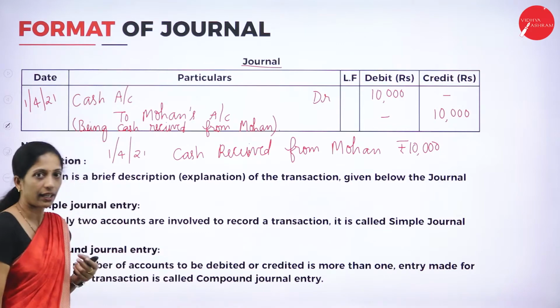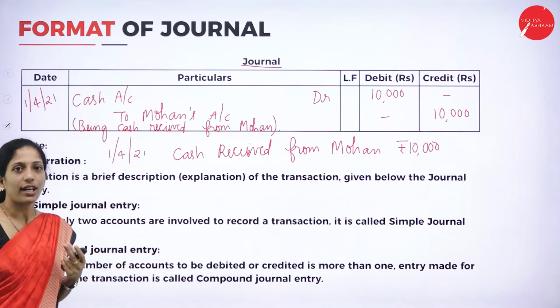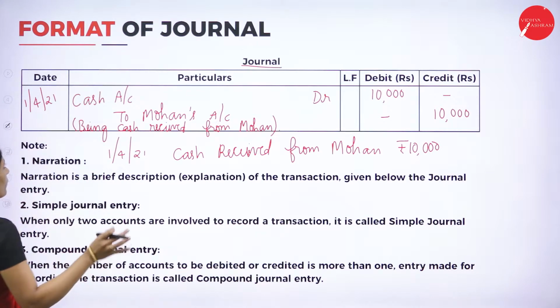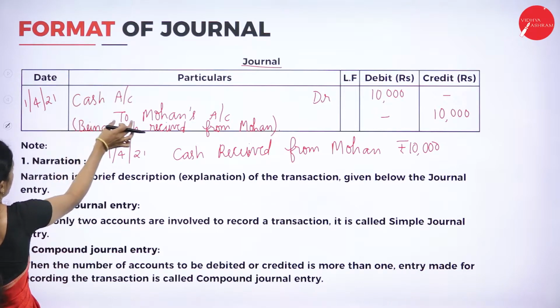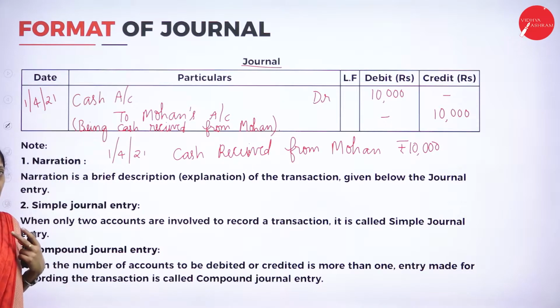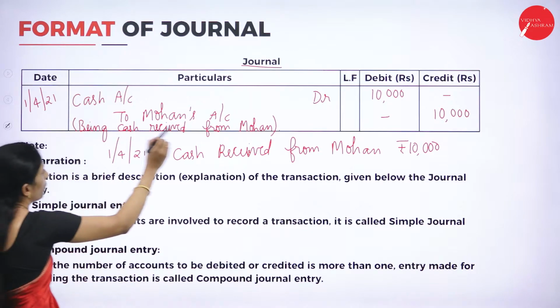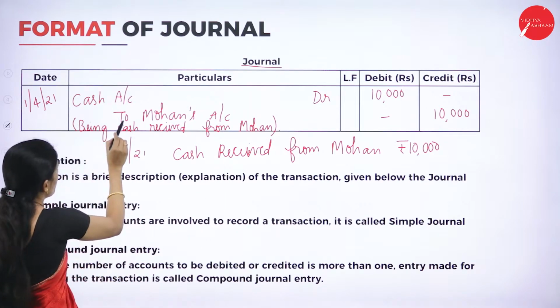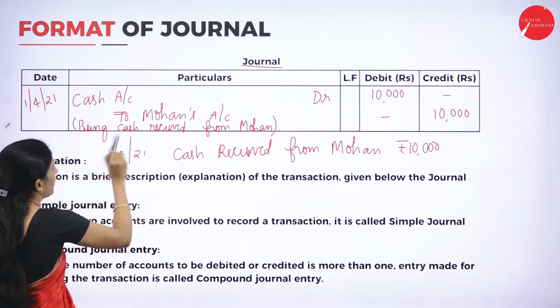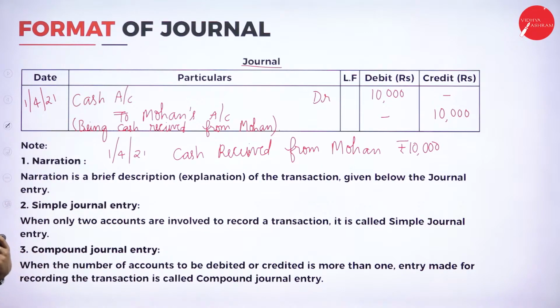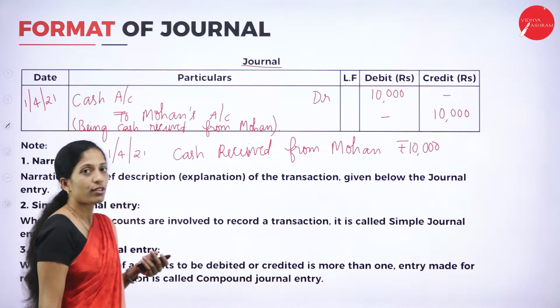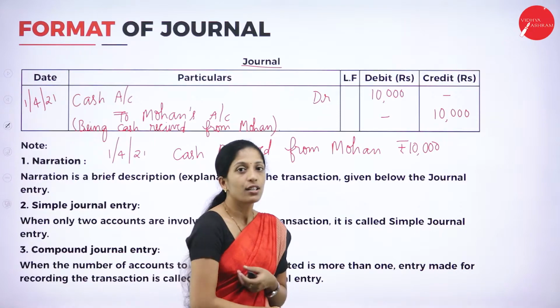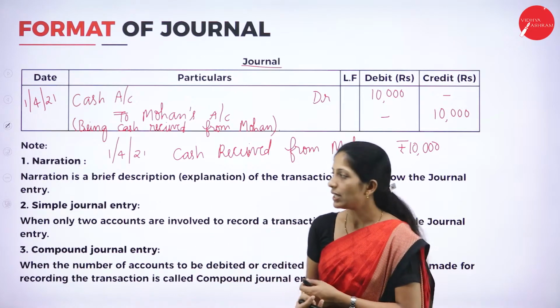Close the bracket. So, this is how you are going to record the journal entry, and always remember you have to leave some space and start the credit account. Okay, so cash account Dr should be here, leave some space, and 'To' should be in capital, to Mohan's account, and write the narration being cash received from Mohan. And the way you write the amount is also different. Okay, so this is how you are going to record your journal entry.